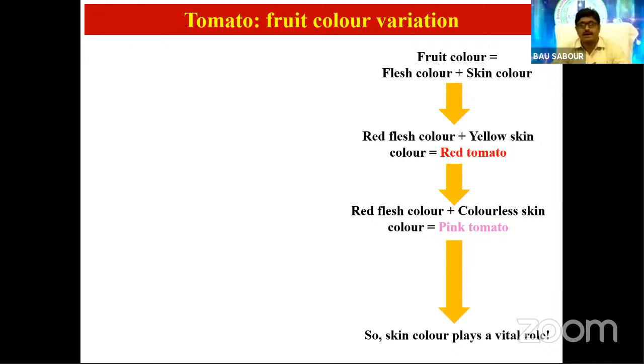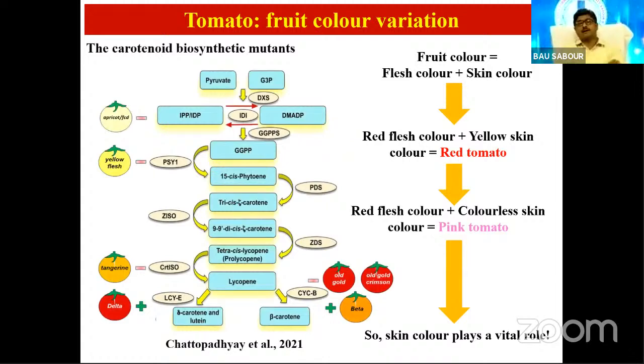We also have some of the lines with pink colored fruits, and they are really attractive for the consumers also. So what I want to mean is that the skin color also plays a very pivotal role in ultimately determining the fruit color. And this is from one of our publications in Plant Cell Reports in the year 2021, where we identified the different mutant alleles or the point mutations that cause variation in tomato color.